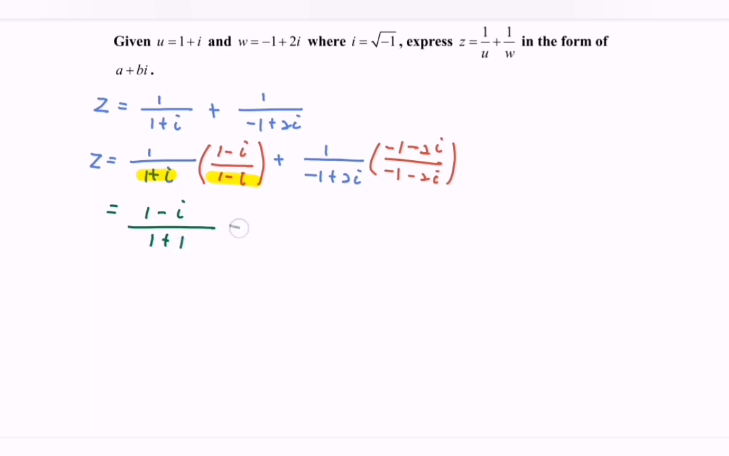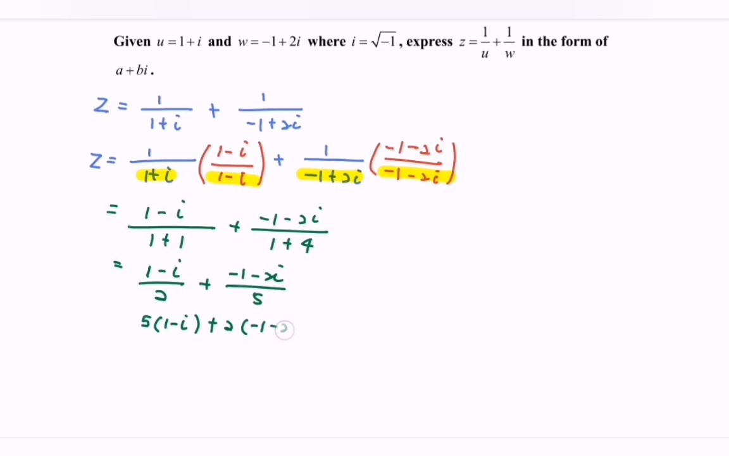Next, plus we have negative 1, negative 2i over, again, conjugate to each other. So we can make use of the formula a squared plus b squared. So 1 plus 4. So 1 minus i over 2 plus negative 1, negative 2i over 5. What we can do is to equalize the denominators again. If we equalize the denominator, we will have 5 bracket 1 minus i plus 2 multiplied with negative 1, negative 2i over 10.